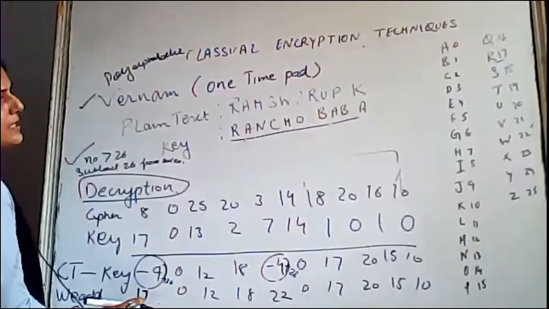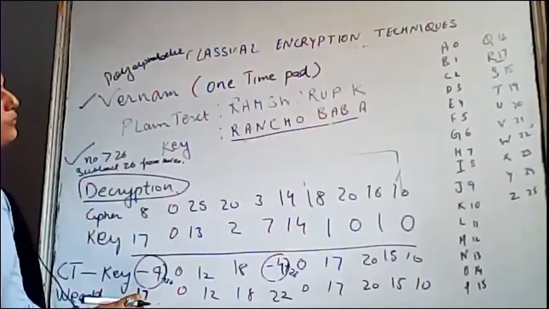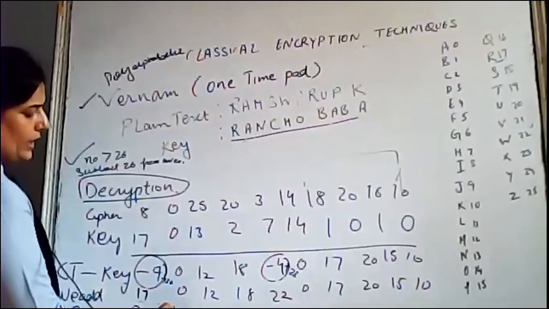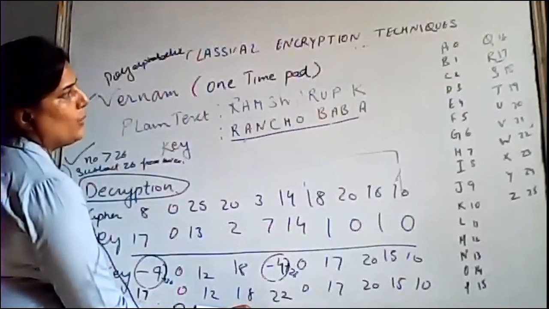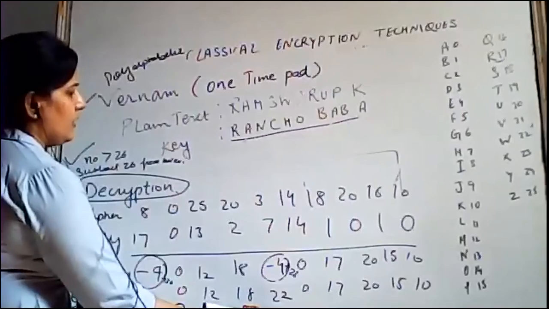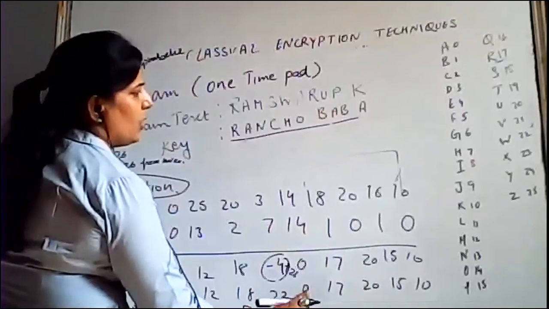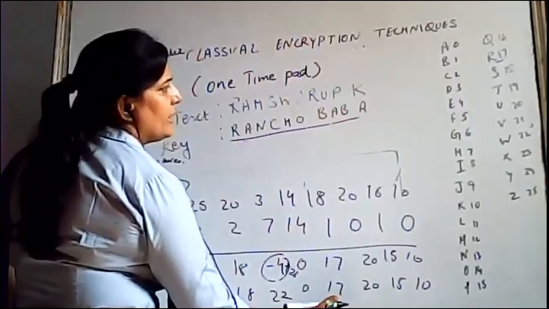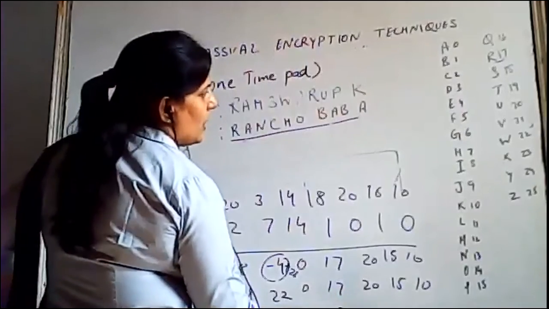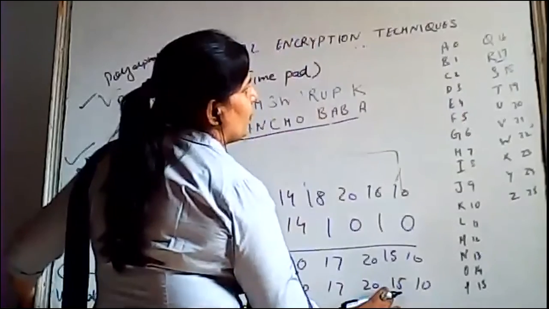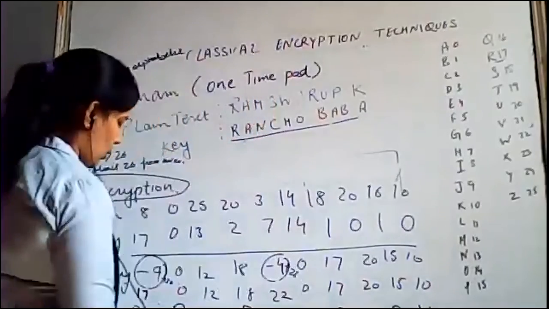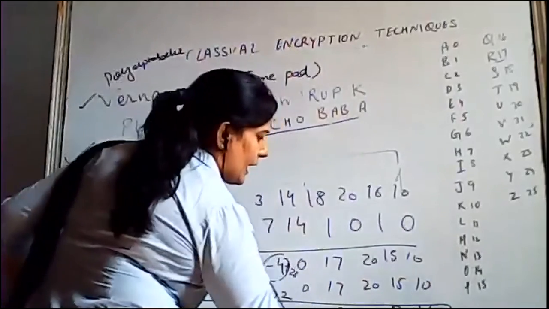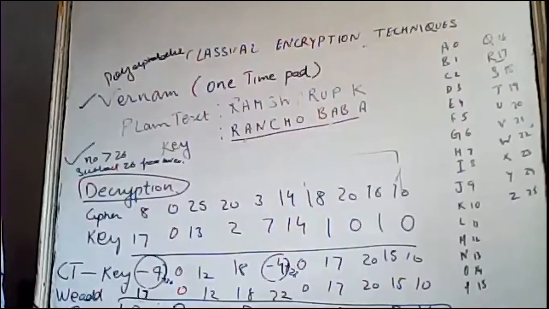You can see that for 17 we are having R. For 0 we are having A. For 12 we are having M. For 18 we are having S. For 22 we are having W. For 0 we are having A. For 17 we are having R. For 20 we are having U. For 15 we are having P. And for 10 we are having K. So you can see that we have received that particular plain text already. Is it clear?